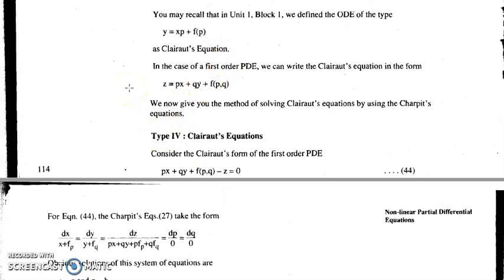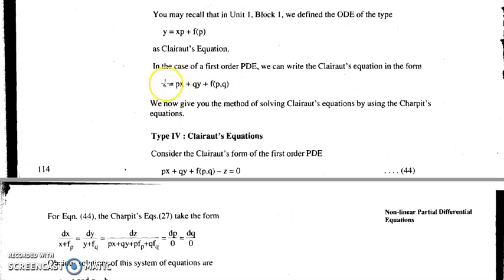So Clairaut's equation is the equation of the form z equal to px plus qy plus f of pq. Now for ODE, the Clairaut's equation is y equal to xp plus f of p. That's the Clairaut's form. So the solution: y equal to, you need to replace p by an arbitrary constant c. So y equal to cx plus f of c is the solution.